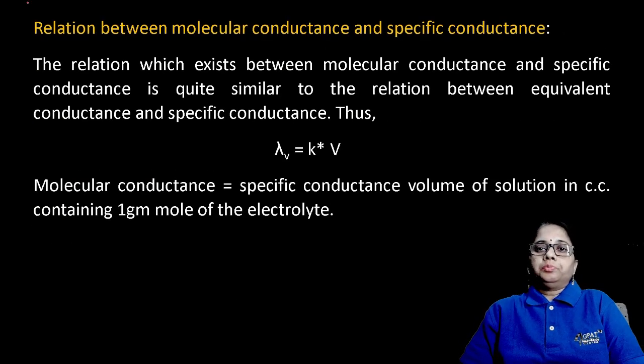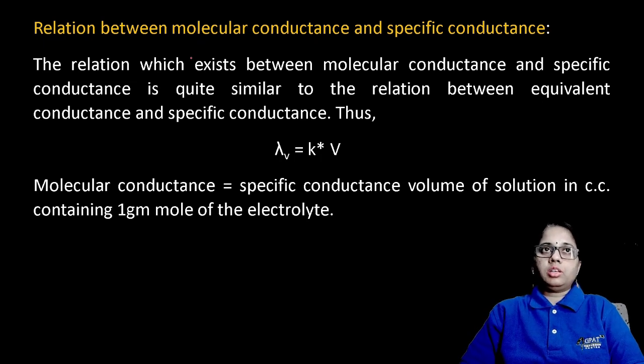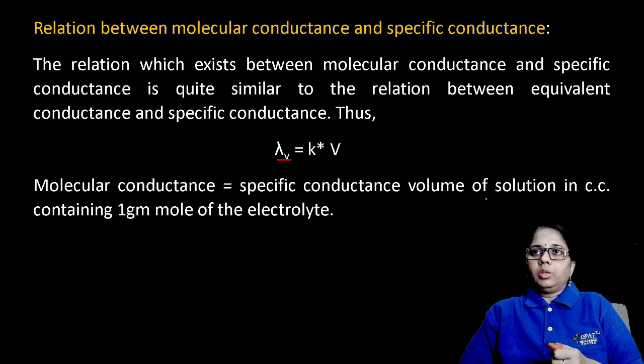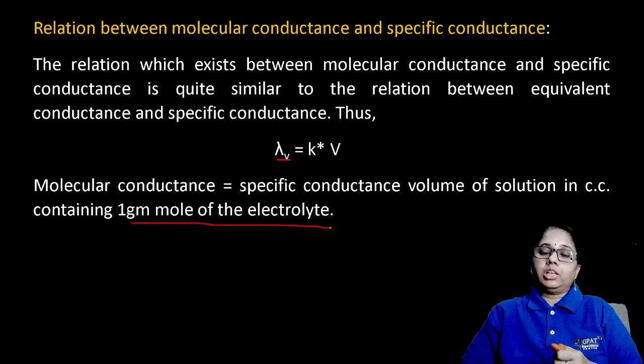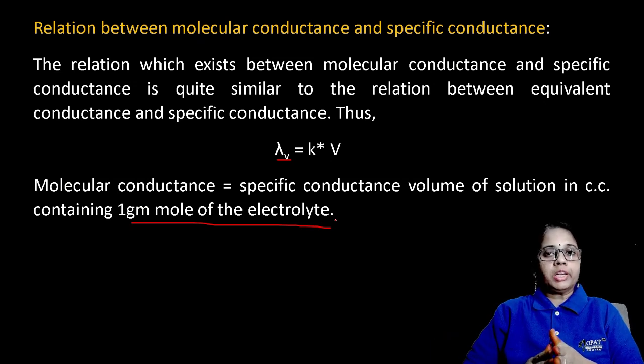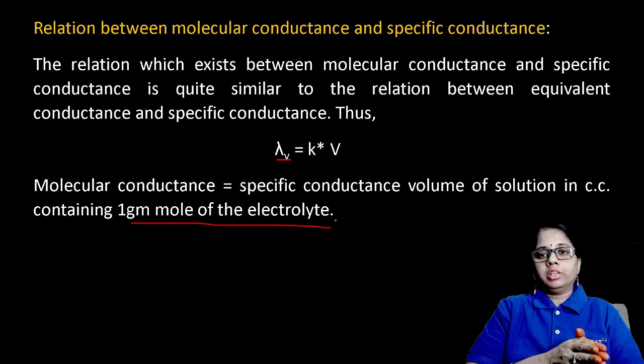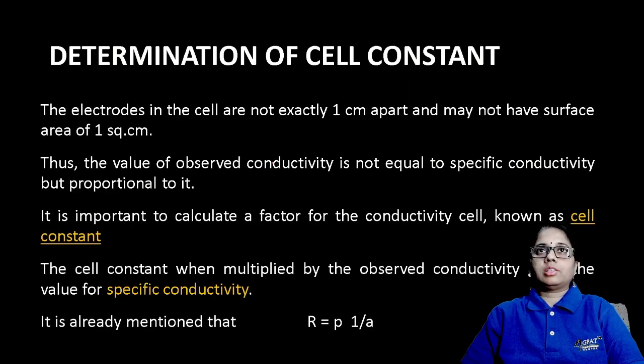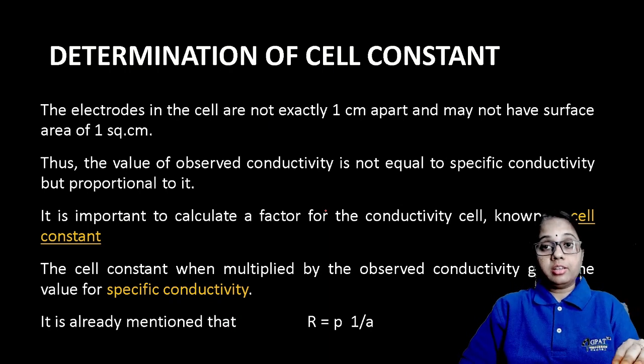Now, the relation between molecular conductance and specific conductance. The relation which exists between molecular conductance and specific conductance is quite similar to the relation between equivalent conductance and specific conductance. Here also, the molecular conductance we represent as lambda V equal to K into V: specific conductance and the volume of the solution which contains 1 gram mole of the electrolyte. So molecular conductance and equivalent conductance are the same as molarity and normality. If you are talking about normality, it is gram equivalent weight. If you are talking about molarity, it is gram molecular weight. Similarly, molecular conductance means 1 gram mole of the electrolyte is taken, and equivalent conductance means 1 gram equivalent of the electrolyte is taken. Same concept.